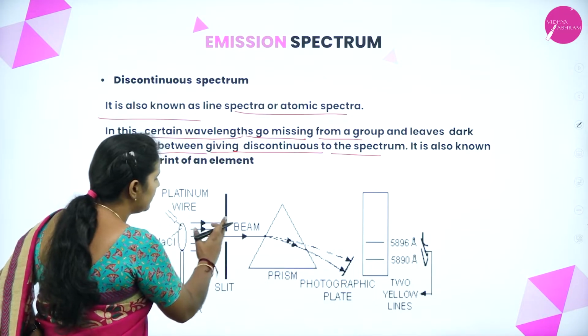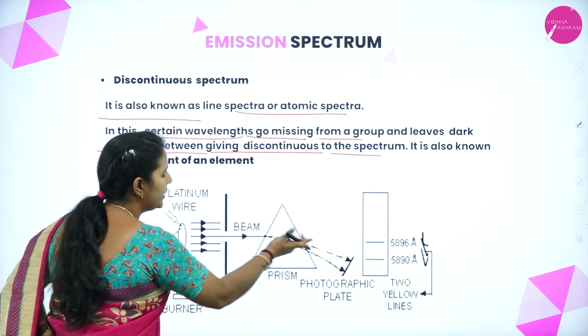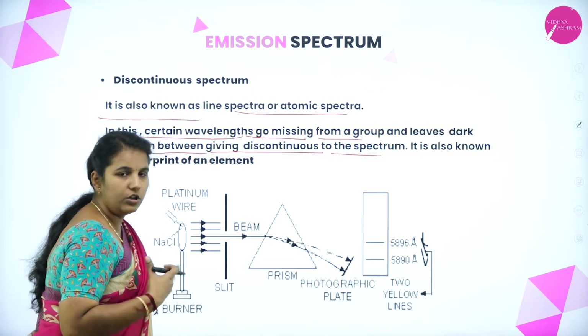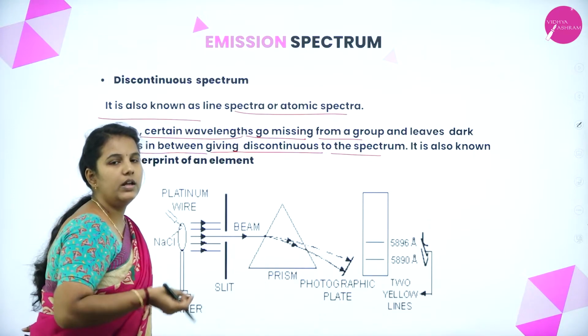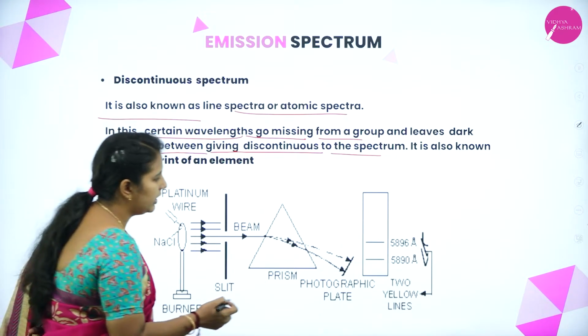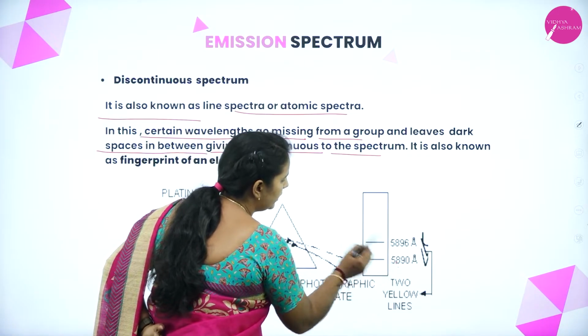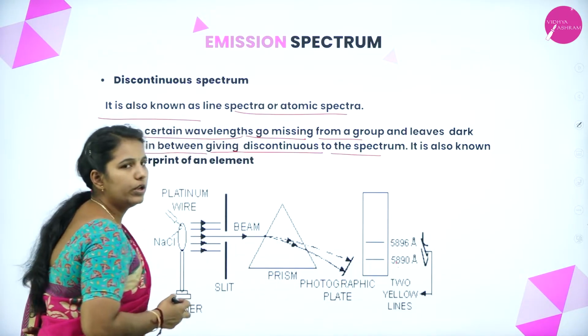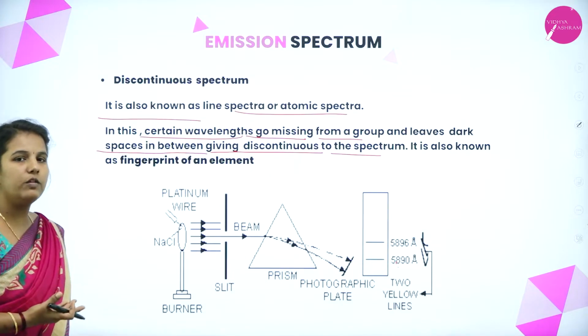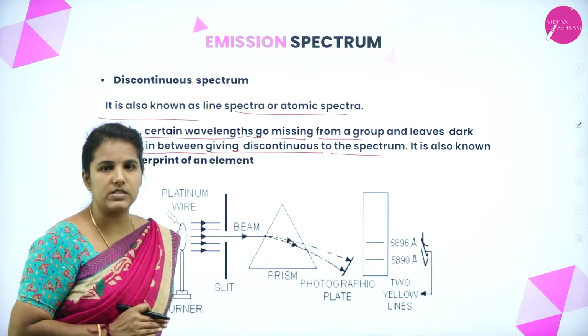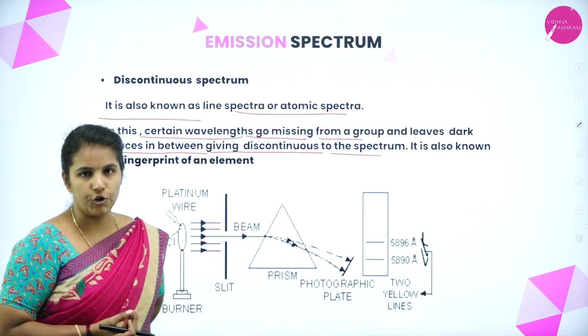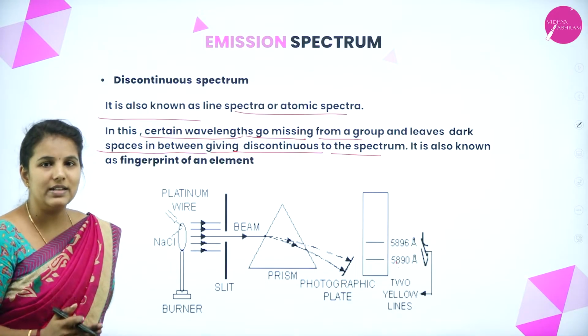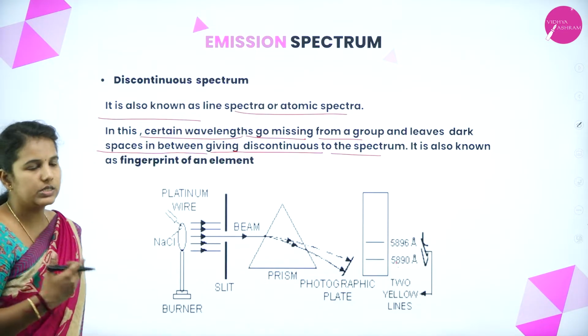When you pass the white light through the prism, it will be separated into different wavelengths, and some of the spectrum also gets missed. Here you can see that we got two yellow lines, separated with two different wavelengths, and some of the wavelengths get missed in the particular group. Hence it is known as discontinuous emission spectrum.